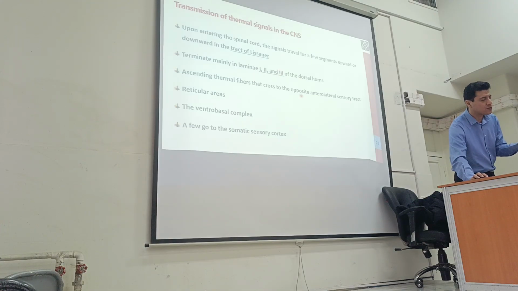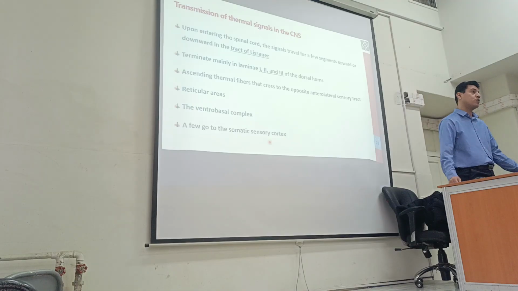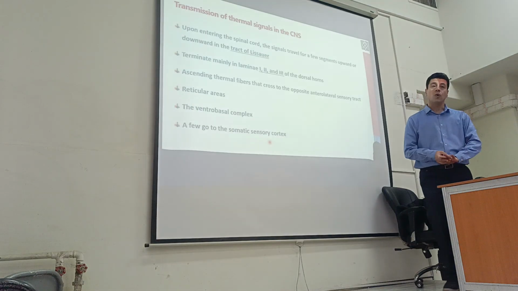Then from here they go to the opposite side. They travel in the anterolateral system. They go to the reticular areas, the ventrobasal complex, VPN, and then they go to the somatosensory area of the cortex. And we can feel cold or warm.